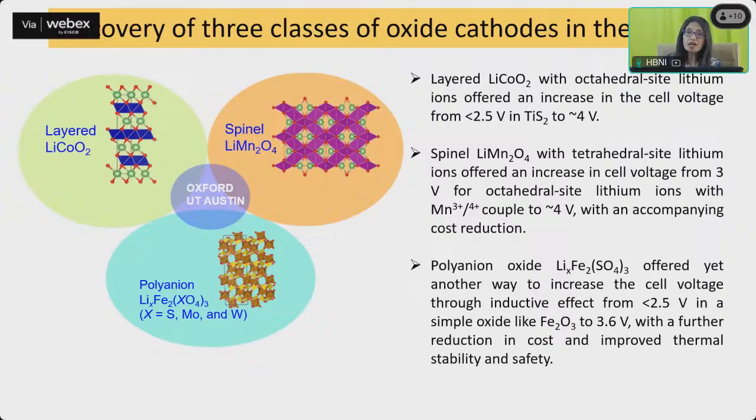And then you have the third class of compounds, which is a polyanion oxide. As I said, this is lithium ferrous sulfate. This is another way to increase the cell voltage, and this is via the inductive effect. From less than 2.5 volts, which you will see in a simple oxide like Fe2O3 as a cathode, if you use this kind of polyanion along with it, the voltage is going to increase to around 3.6 volts, and there is going to be a further reduction in cost, and improved thermal stability and safety. So these are the discoveries of the three different classes of the oxide cathode.